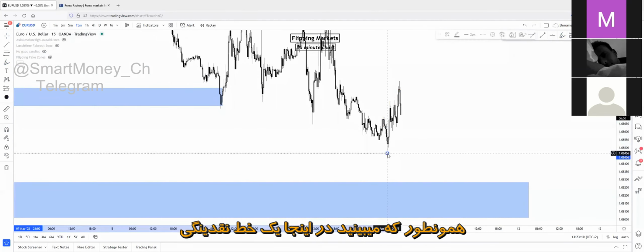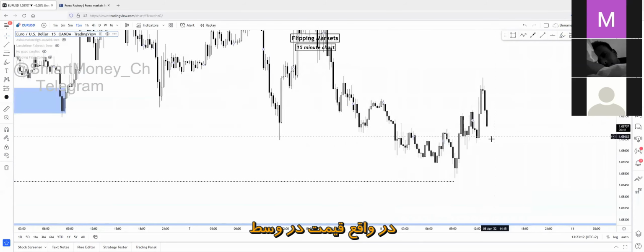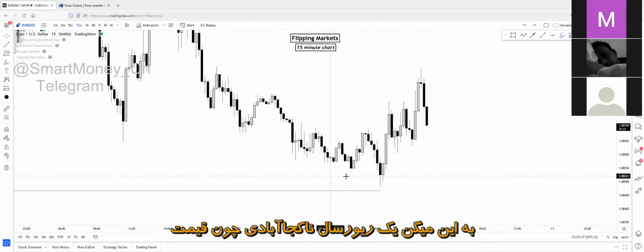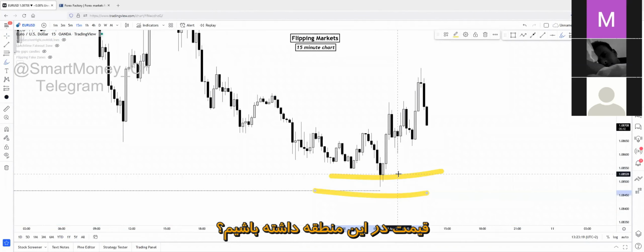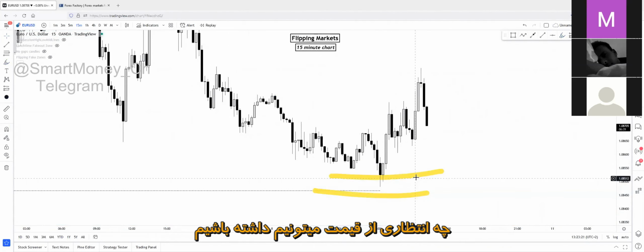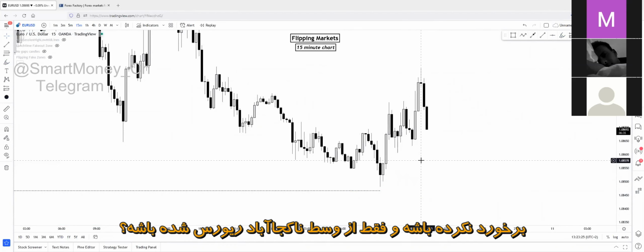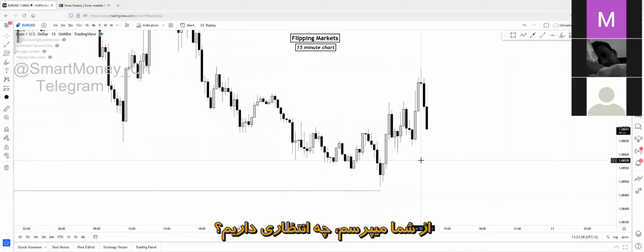So as you can see, here's a clear liquidity line. Basically, price reversed in the middle of nowhere. This was a middle of nowhere reversal, so there wasn't even a demand tap. So what can we expect from this price action region? What can we expect if price reverses in the middle of nowhere without even tapping into a higher time frame demand or supply zone? I'm asking you, what can we expect?